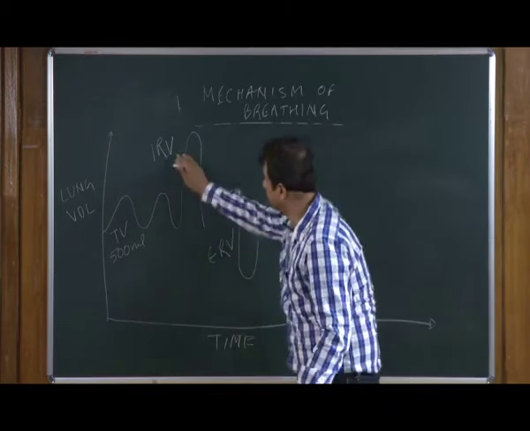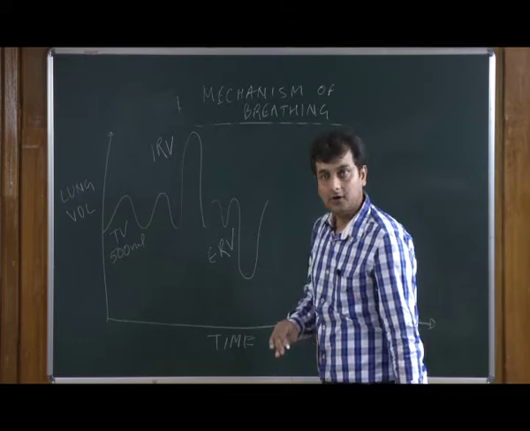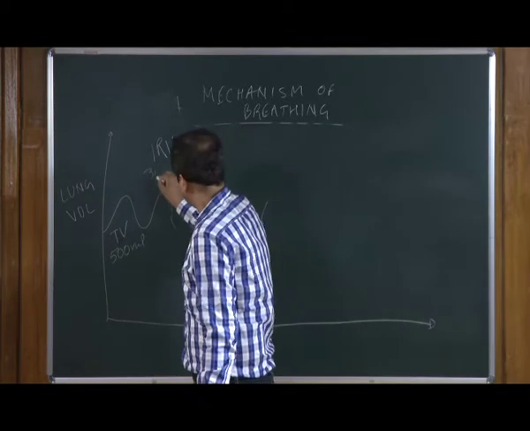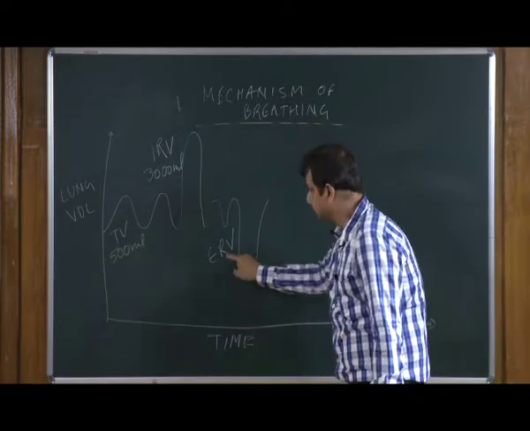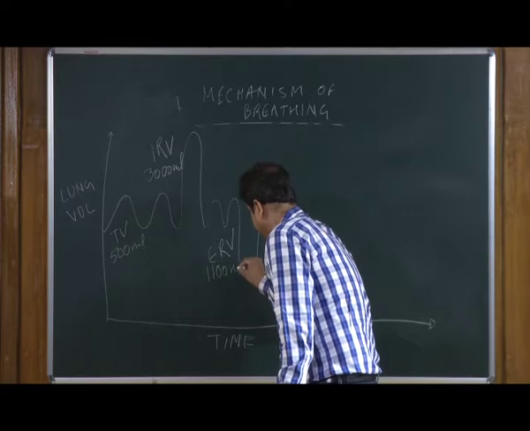So, these are all volumes: tidal volume, inspiratory reserve volume and expiratory reserve volume. Inspiratory reserve volume is on an average approximately 3000 ml, while expiratory reserve volume is approximately 1100 ml.